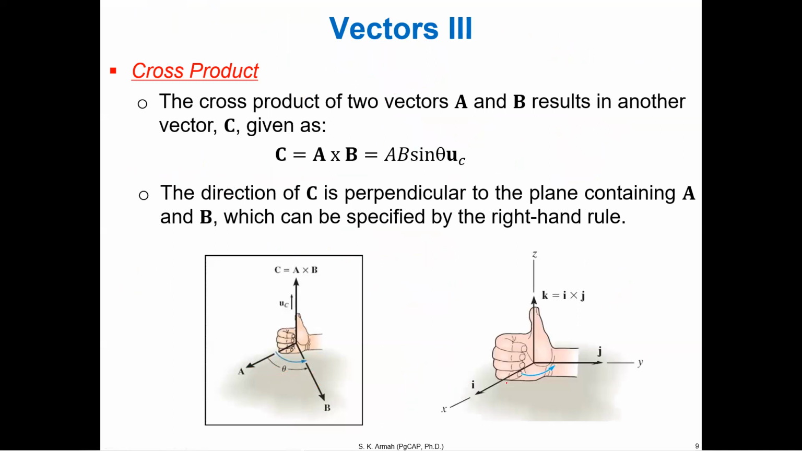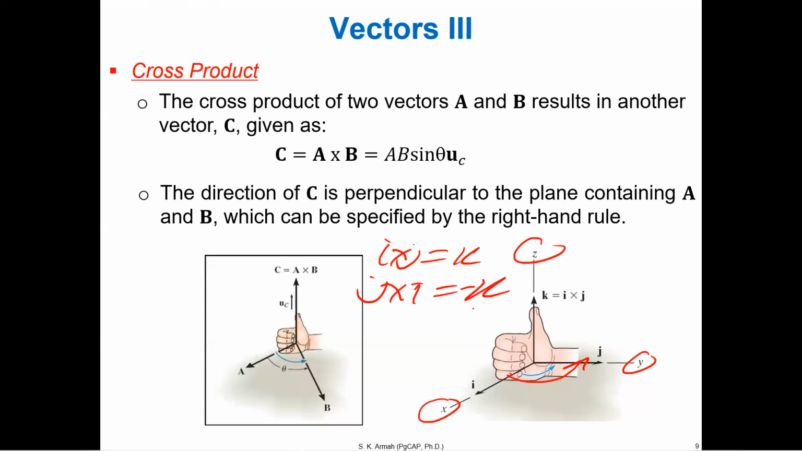If you are doing i cross j, assuming this is your X axis, that's your Y, and that is Z, you are going this way, and the right hand moves so you get a k. So i cross j is k, but j cross i is negative k, in that order.